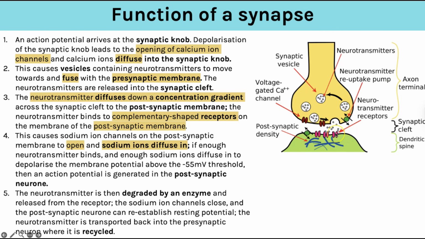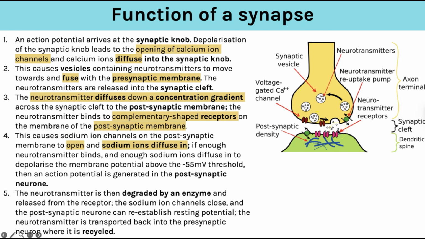When it binds to the receptors on the postsynaptic membrane, that causes sodium ion channels to open. Therefore, sodium ions will diffuse into that postsynaptic membrane of the neuron. And if enough neurotransmitter is bound to cause enough sodium ions to diffuse in to reach that minus 55 millivolt threshold, then it's going to generate that action potential.